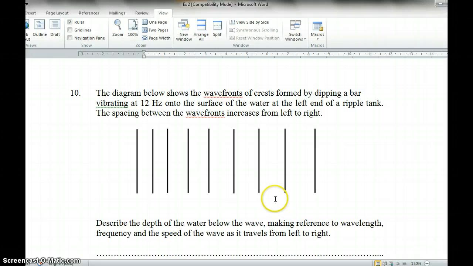Lastly, we look at a picture like this of wave fronts that show different wavelengths. In this case, the wavelength is increasing from the left to the right. So with this picture, we can actually obtain information as to whether this region is the deeper region or this region is the deeper region.